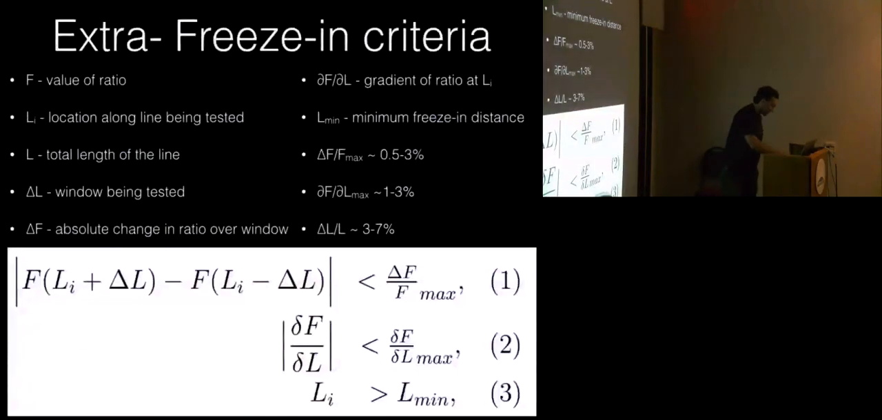So part of the problem is the lines behave very differently depending on the region, but essentially I take the value of the ratio at a point in a window and look at the absolute change in that window. Is it greater than a threshold I've defined? It has to meet that, and then the absolute gradient at the location has to be below a threshold, and it has to be above a minimum freeze-in height. The motivation for the minimum freeze-in is that sometimes you get those bumps and wiggles.